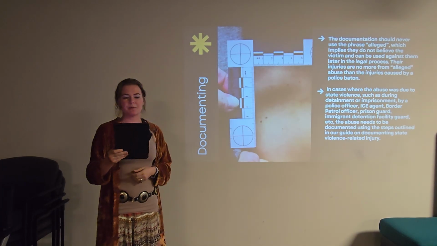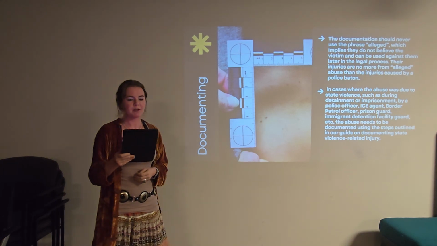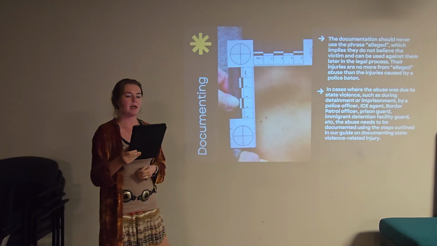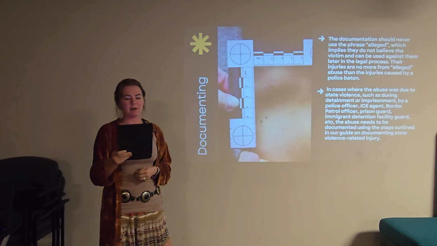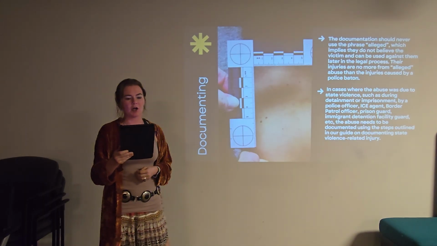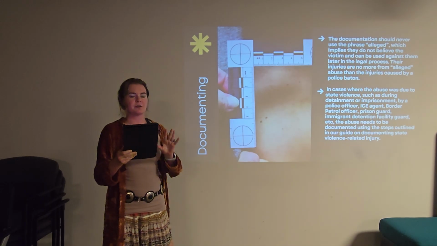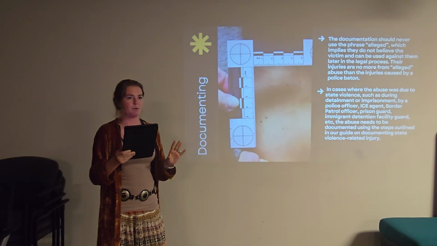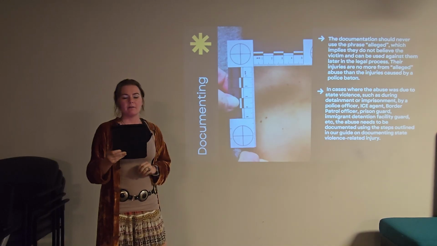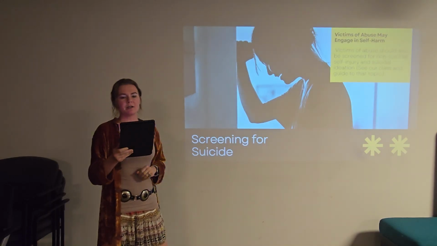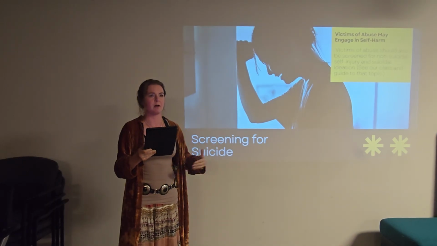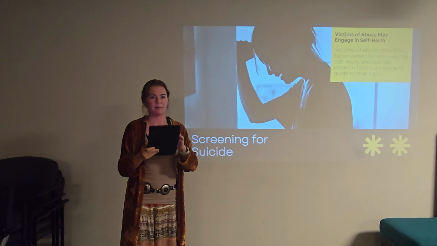In cases where the abuse was due to state violence, such as during detainment or imprisonment by a police officer, ICE agent, border patrol officer, prison guard, immigrant detention facility guard, etc., the abuse needs to be documented using the steps outlined in our guide on documenting state violence-related injury. There's a specific way you document that kind of abuse in order to pursue legal action against the state. Victims of abuse should also be screened for non-suicidal self-injury and suicidal ideation, and again, we have a whole other guide on that topic. I don't have time to get into it today.